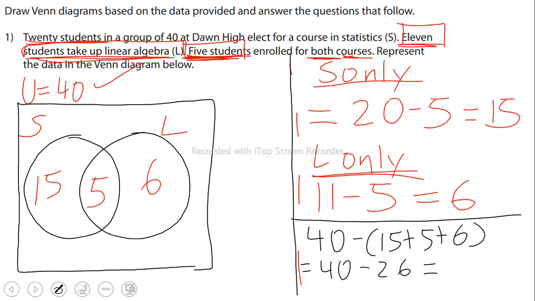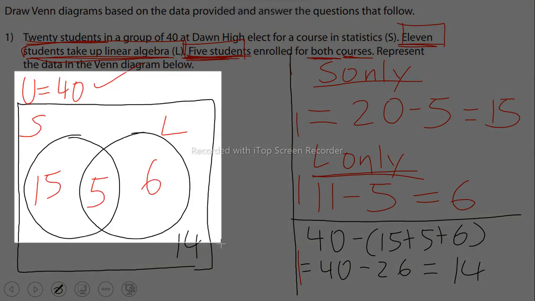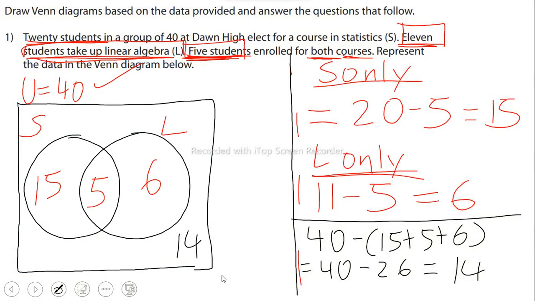So 40 minus 26 equals 14. So on the outside we get 14. Okay, so with this information, we are able to answer the questions now. So we have everything we needed for our diagram.